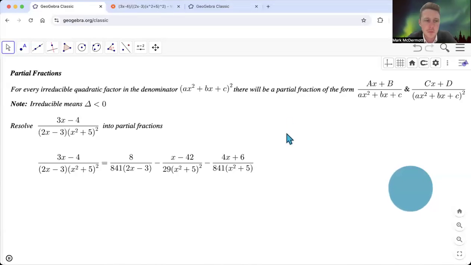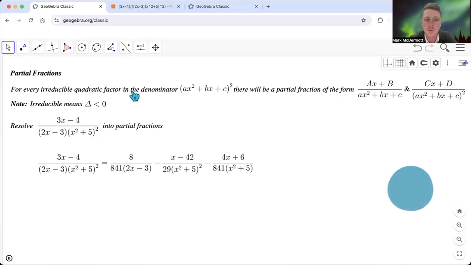All right, so now let's get into the pointy end of things. We're talking about repeated irreducible quadratic factors in the denominator. So it's about as tricky as it can get, but I doubt they would ever ask you to do something like this by hand. So let's just clarify what's going on.